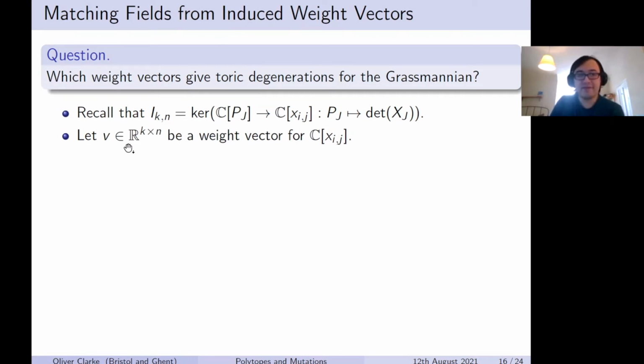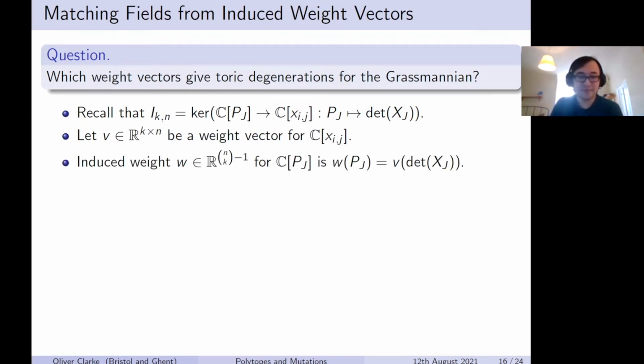Let's take a weight vector on the variables of this ring Xij. So you can think of V as being a k times n matrix. What I can do is pull this back to a weight vector on this ring in the Pj by saying that the weight of Pj is equal to the weight of the determinant, or the weight of the image of Pj under this homomorphism.